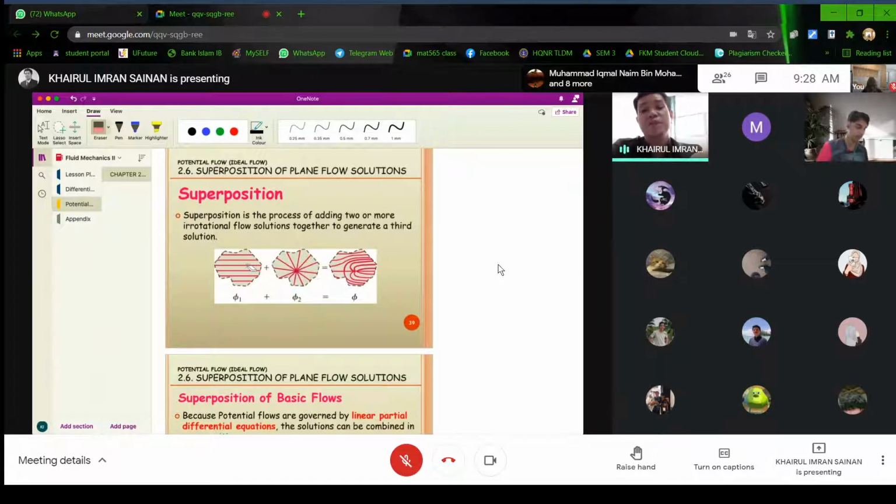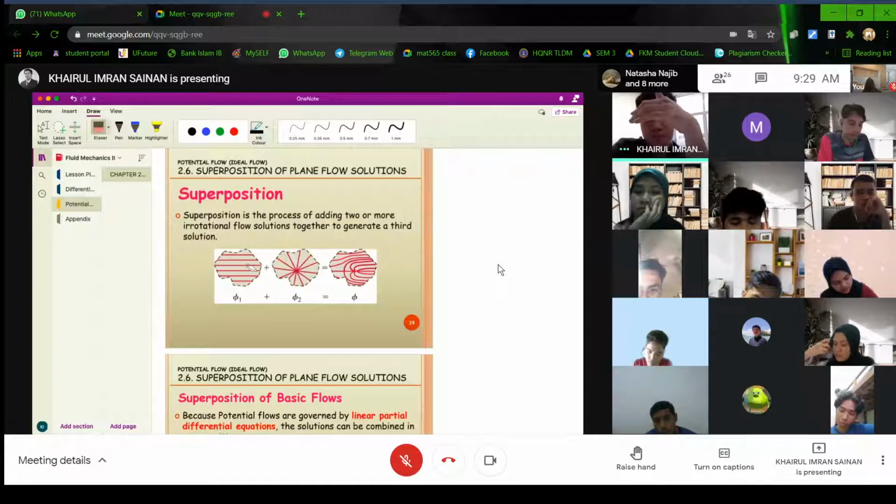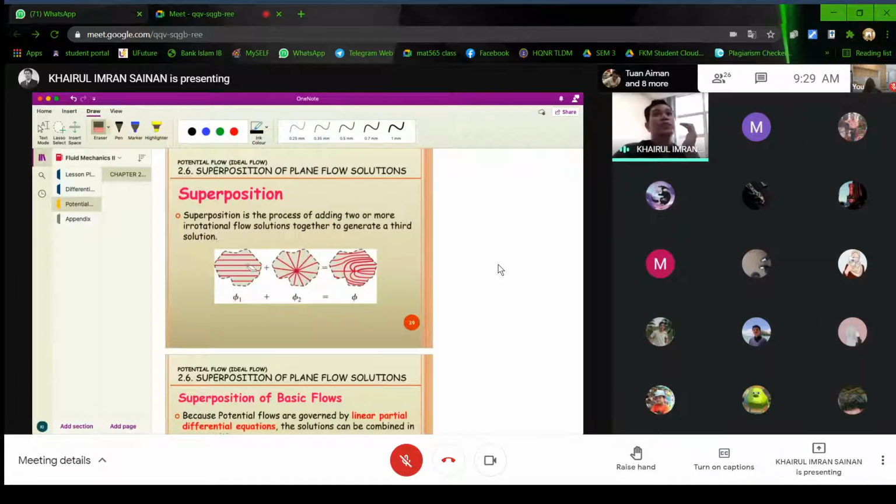Okay, so from this, you can see what is superposition. It's actually a process of adding two or more, so not only two, irrotational flow, meaning basic plane potential flow, together to generate a third flow. So that's what it is, superposition. So not only two, it can be more, four also, five, and all.